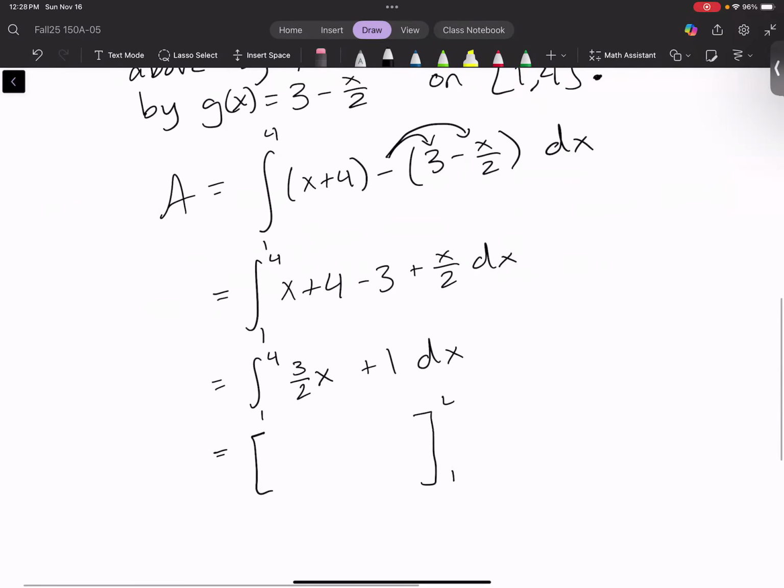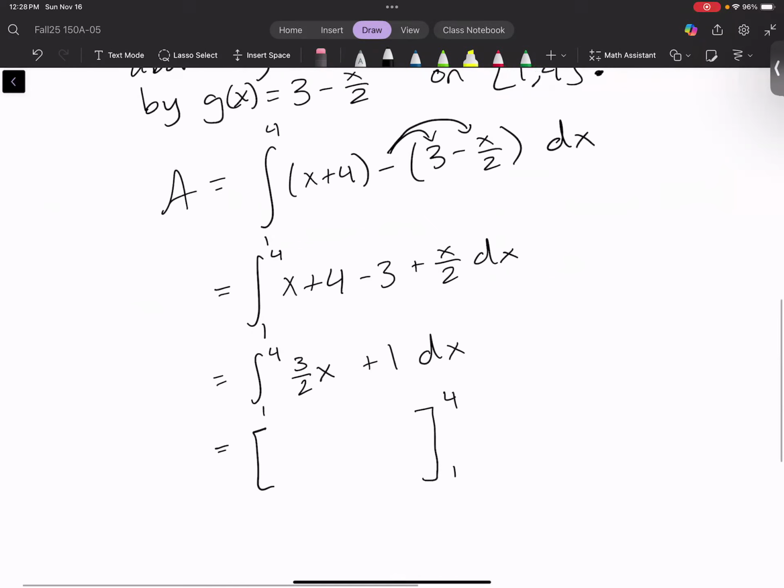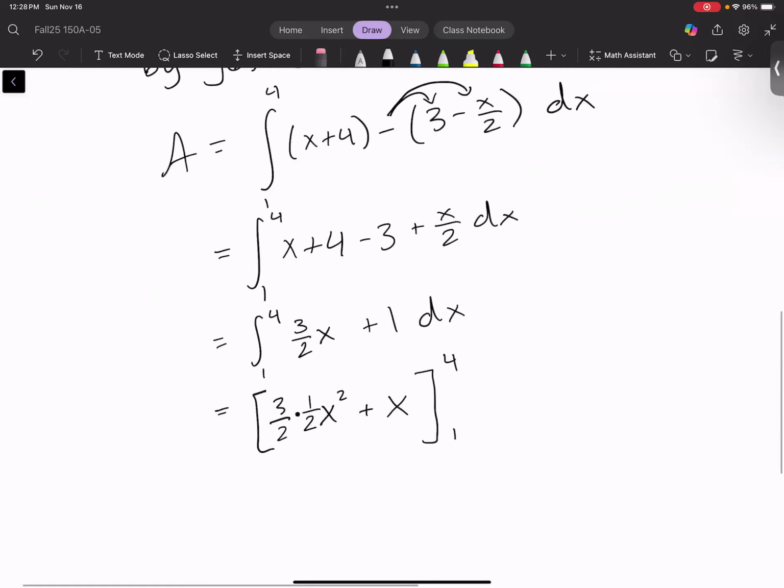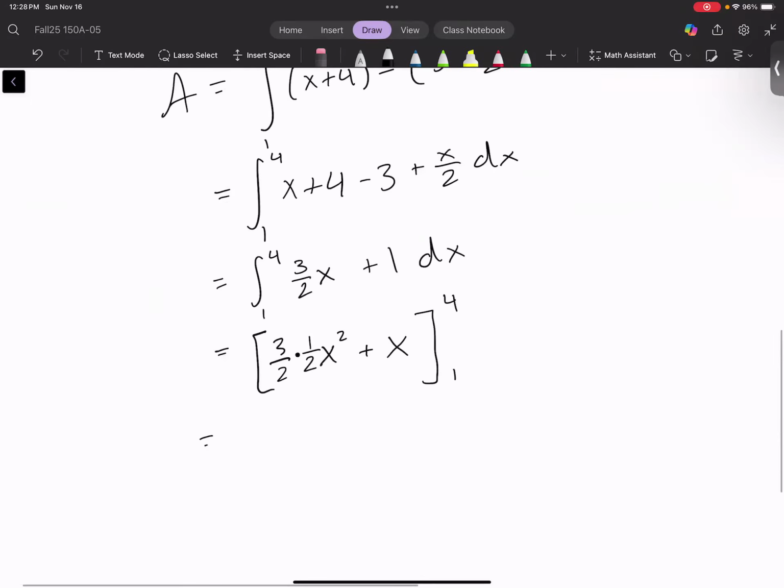So my bounds are 1 to 4. So 3 halves. Well, if I got the 3 halves, and then the antiderivative of x is going to be 1 half x squared, excuse me. So those are multiplied. And then plus 1, antiderivative, that's x. Okay. So now let's plug in 4.